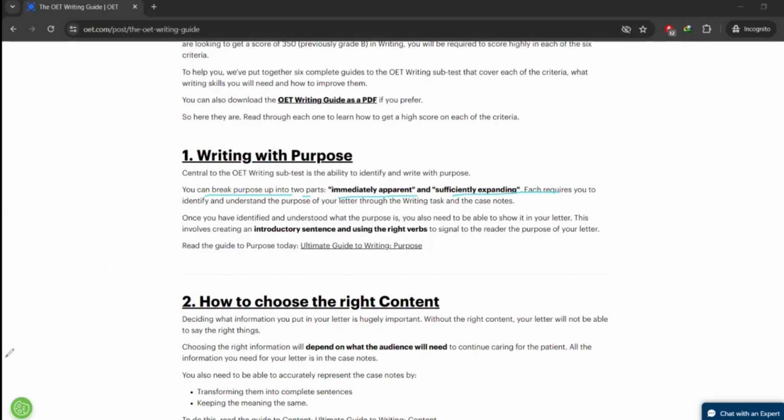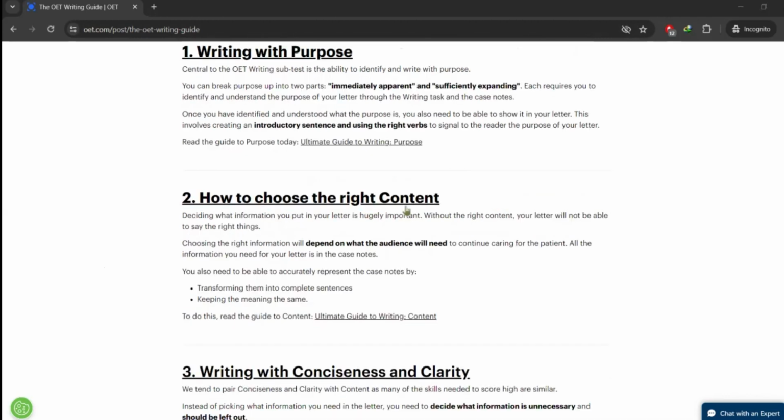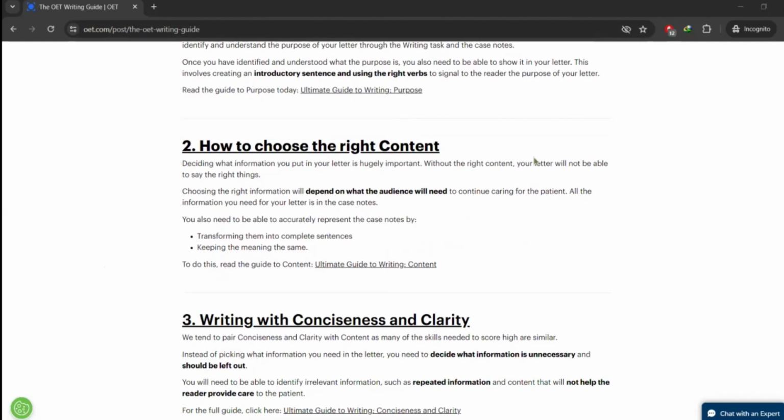How to choose the right content. This is very important, and most guys, including myself when I was sitting OET, were very confused about how to choose the right content. Deciding what information you put in your letter is hugely important. Without the right content, your letter will not be able to say the right things. Choosing the right information will depend on what the audience will need to continue caring for the patient. All the information you need for your letter is in the case notes.